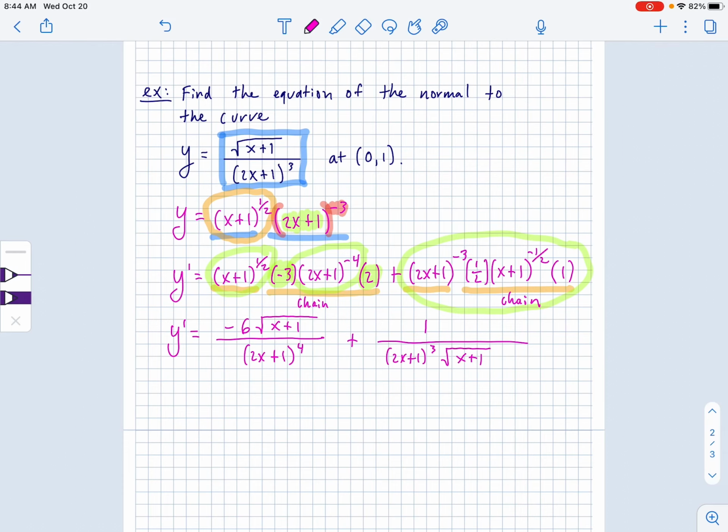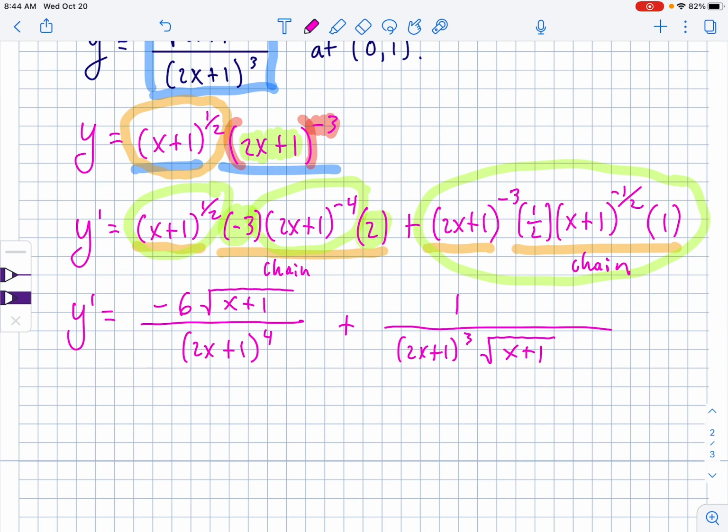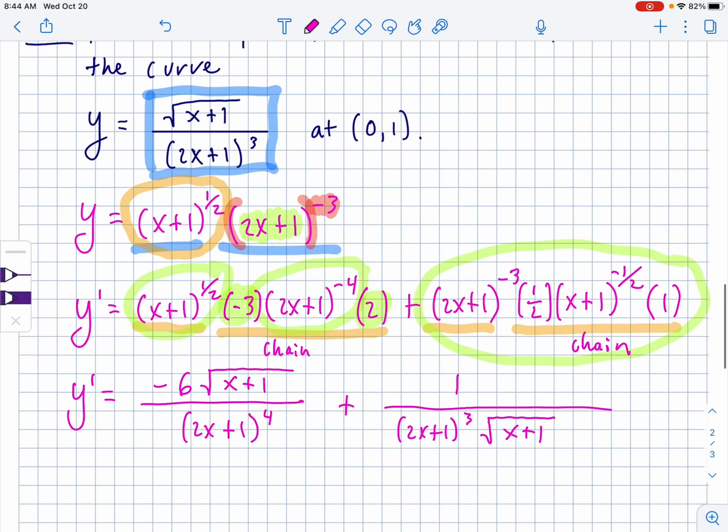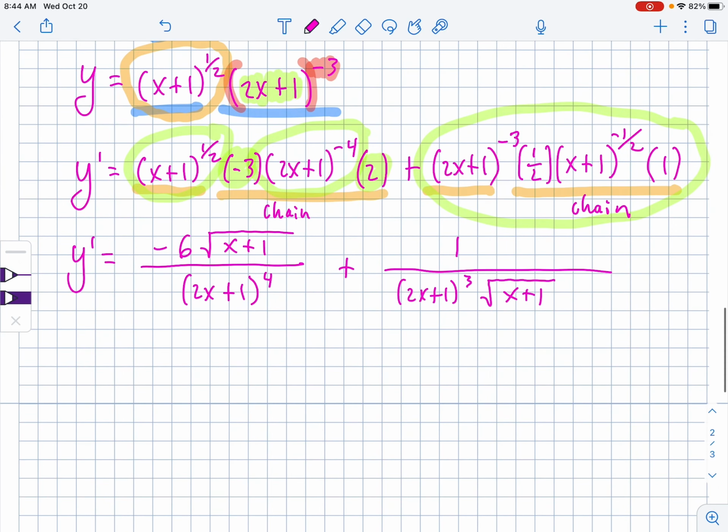Okay, what's happening? Let's zoom out. Find the equation of the normal. To find the equation of a normal, you guys know how to do that. You take the derivative and feed in your x value. We've just been taking the derivative, but we finally got the derivative to a place where it's simplified and we can feed in the x value. The x value is a 0.